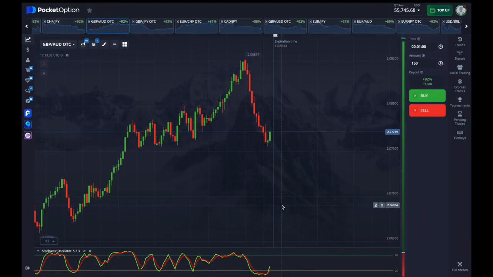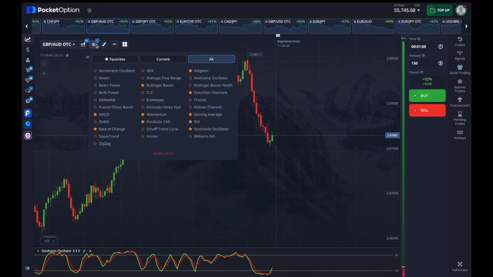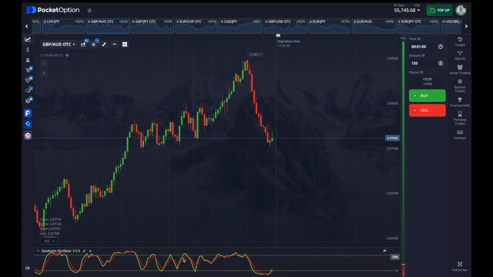Hello everyone. In this video, I'd like to discuss with you a tool called the stochastic oscillator. I use this indicator very often in my work. So let's take a look at what this indicator is, how to set it up, and how to work with it. You can set it up in the indicators menu. We select stochastic oscillator and we see an indicator like this.